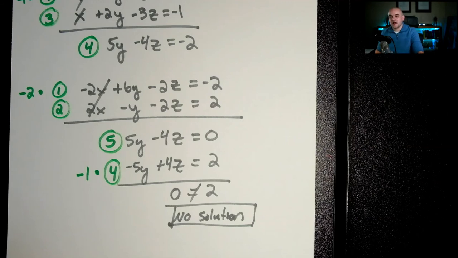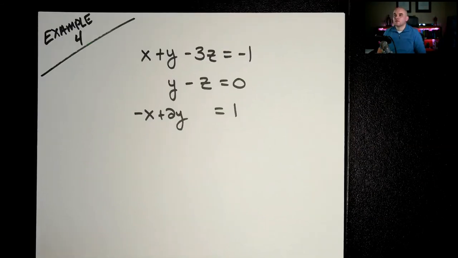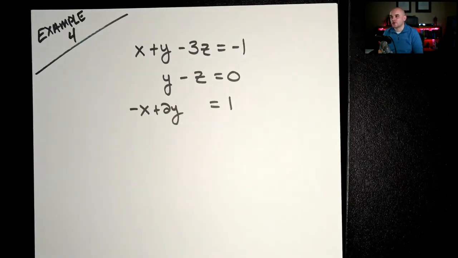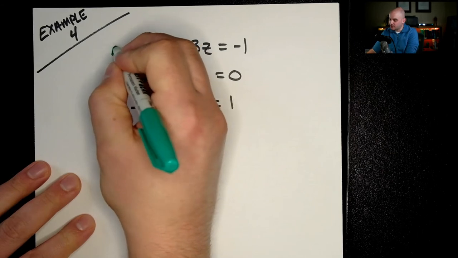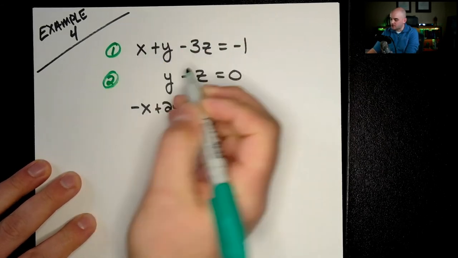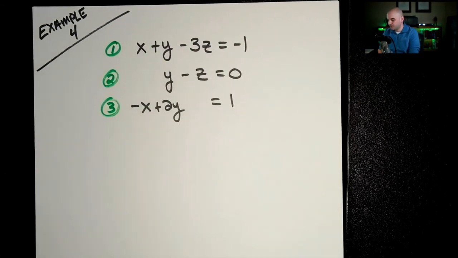All right, let's look at another one. Pause the video and give this one here a try. All right, I take it that you've given it your best attempt. Let's go ahead and label our equations. This can be equation 1, equation 2, and equation 3.